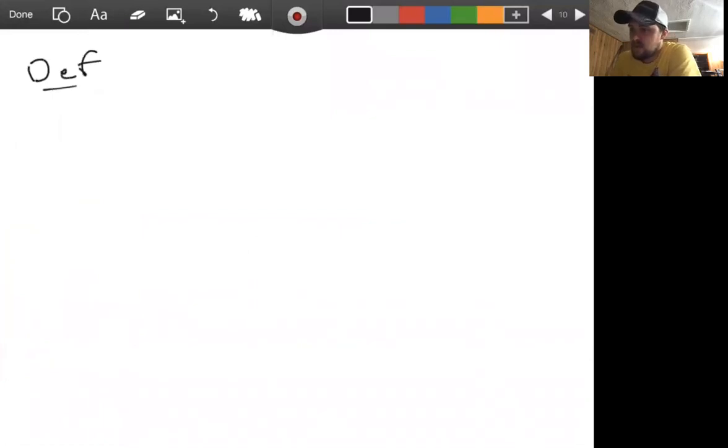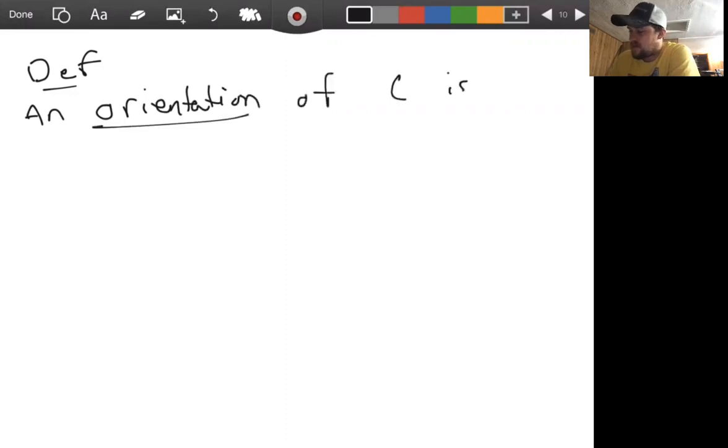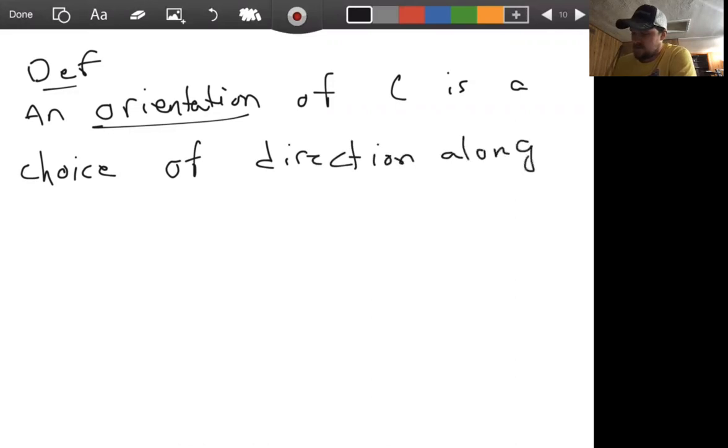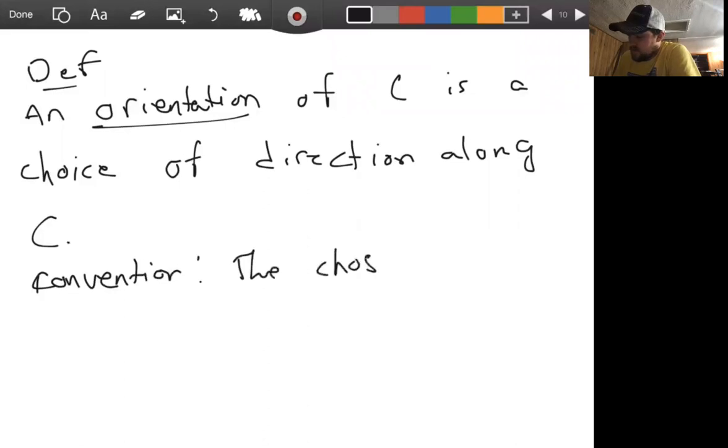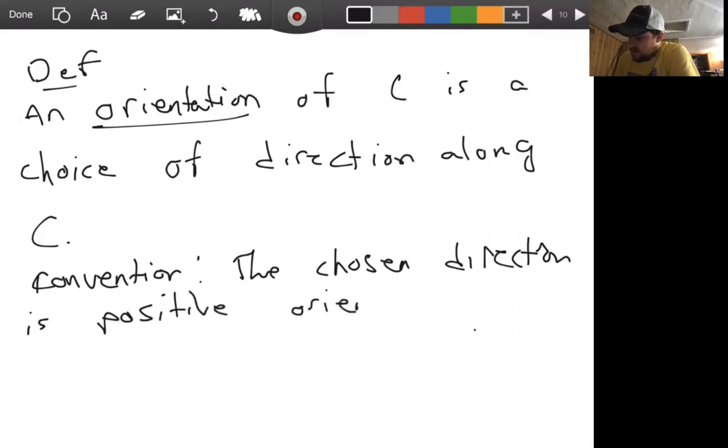So definition: we say an orientation of C is a choice. So it's not canonical. It's a choice of direction along C. The direction we pick, so convention here, the chosen direction is the positive orientation.